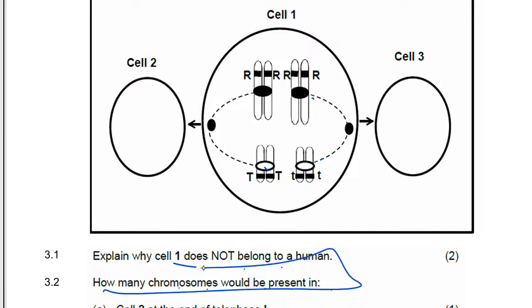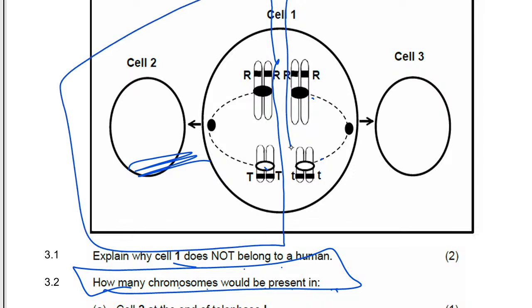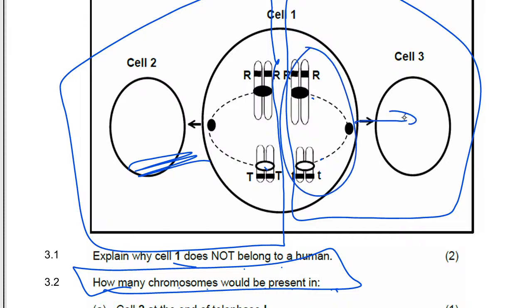You see now, they are giving assumptions. How many would be present if cell 2, this one, ended at the end of telophase 1? It means it's going to divide. This one becomes a cell, this one becomes a cell, isn't it? So these chromosomes are going to go to that cell, and these chromosomes are going to go there. So how many will there be at the end of telophase 1? The total number of chromosomes is 4.